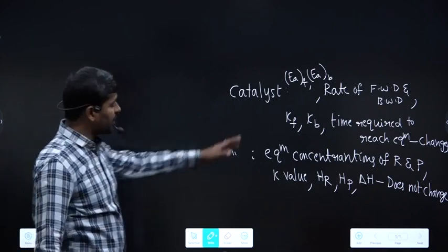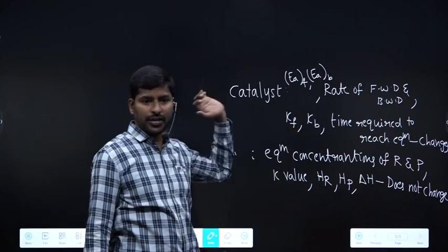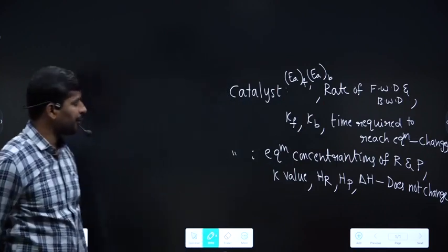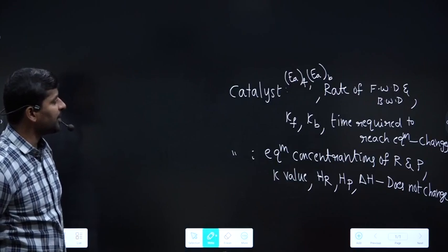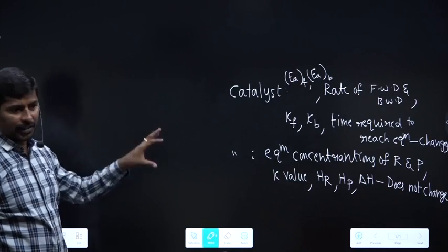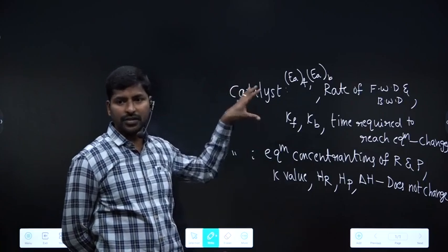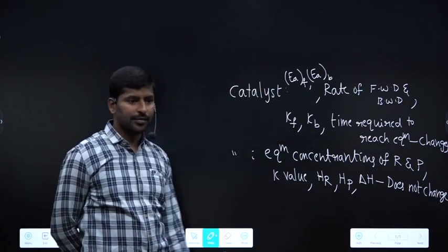How the rate of reaction or rate constant changes by using a catalyst, that we'll see in chemical kinetics. What is the relation between rate with catalyst and without catalyst? What is the relation between rate constants with catalyst and without catalyst? That we'll see in chemical kinetics.